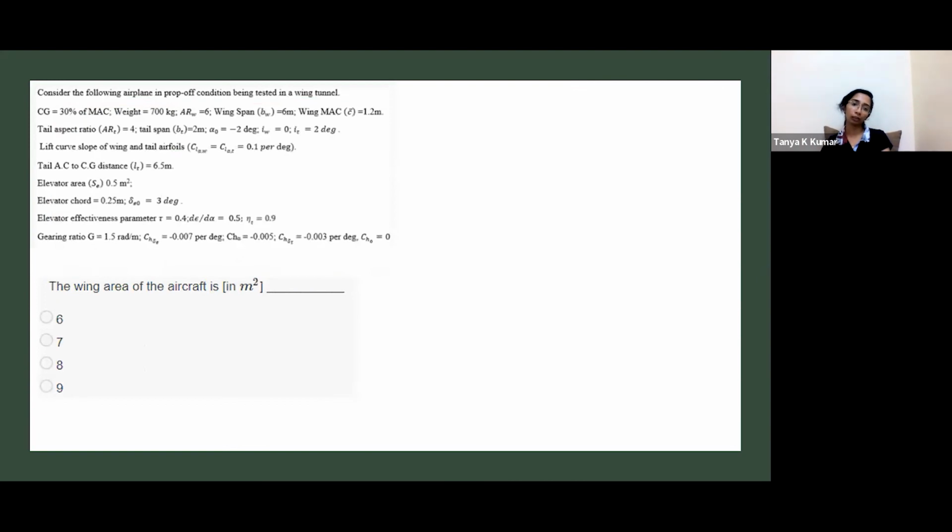Next question is wing area of the aircraft. How do you find out wing area? They've given you the aspect ratio. Aspect ratio of the wing is given here. And they've also given you the mean aerodynamic chord. Where is the mean aerodynamic chord? Yeah, here C bar is given. Aspect ratio is given, C bar is given. You should be able to find it out.